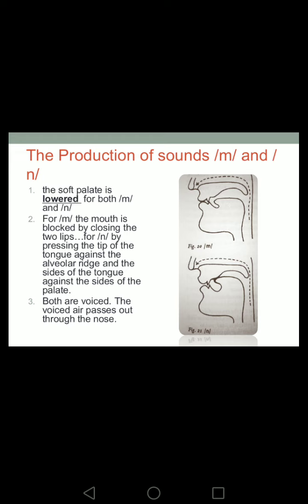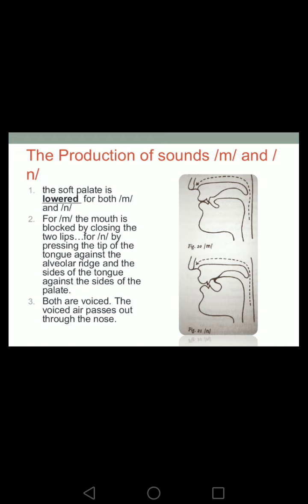Now both sounds are voiced. Be careful, girls: in this case all the nasal sounds are voiced. All nasal sounds are voiced. If I give you a statement that some nasal sounds are voiced and some nasal sounds are voiceless, you must be careful and say false, because all nasal sounds are voiced. And by voicing we mean that there is vibration of the vocal cords.